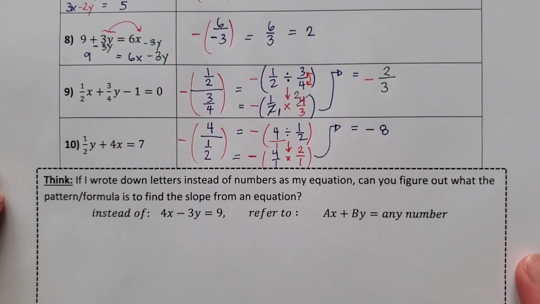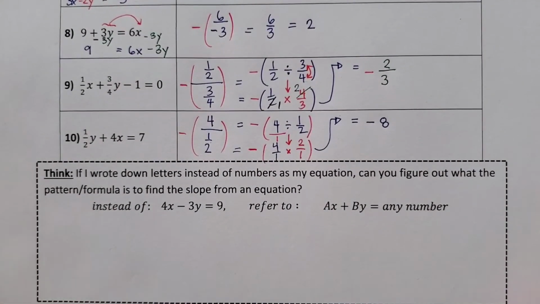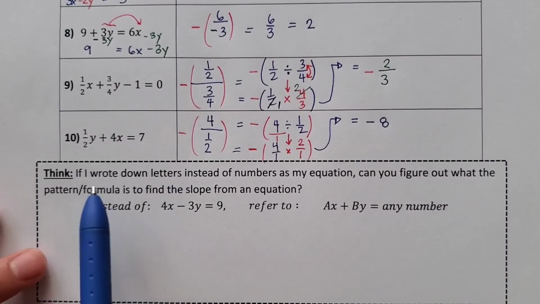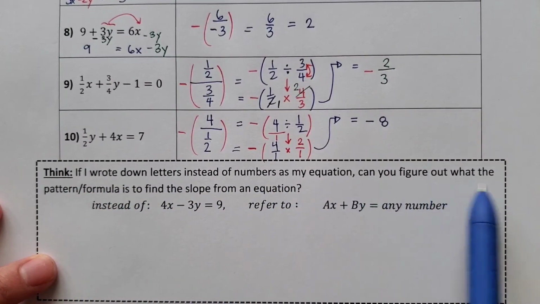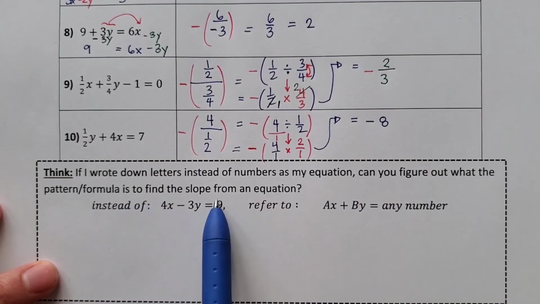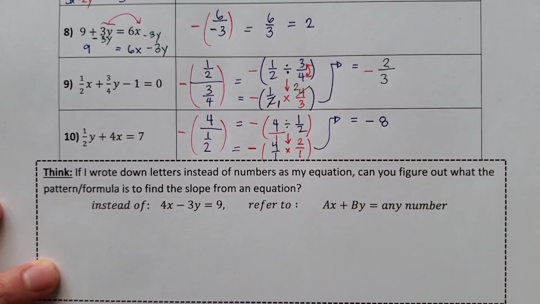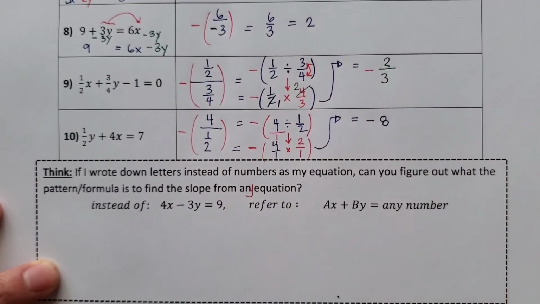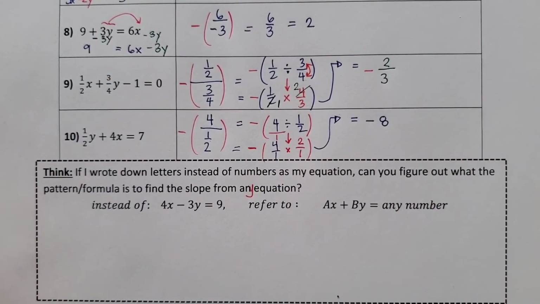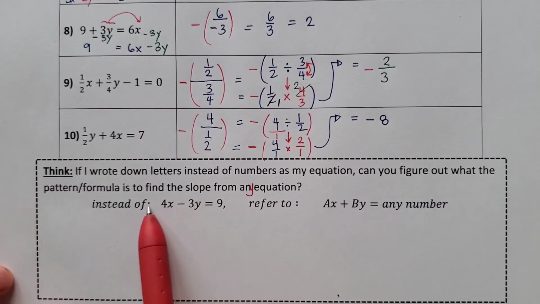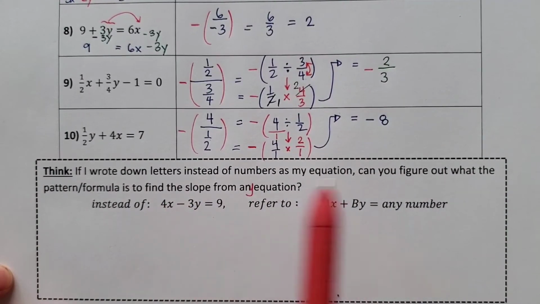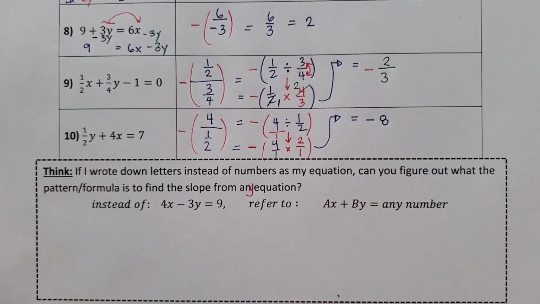Okay, so now I want you to think, again, if you can pause, you can. But I want you to look at this, okay? If I wrote down letters instead of numbers as my equation, can you figure out what the pattern or formula is to find a slope from any equation? Okay, so we know math is all about patterns, and we show it to you with numbers, but actually there's a formula that you can use, right? So pause if you want to figure it out. Otherwise, I'm going to continue and tell you what it is.